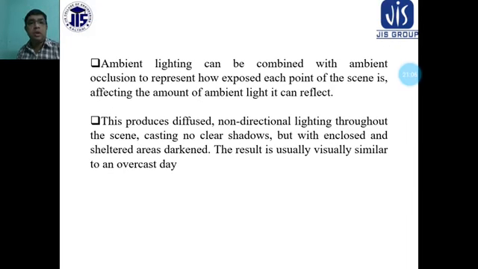Ambient lighting can be combined with ambient occlusion to represent how exposed each point of the scene is, affecting the amount of ambient light it can reflect. This produces diffuse, non-directional lighting throughout the scene, casting no clear shadows, but with the enclosed and sheltered areas darkened. The result is usually visually similar to an overcast day.